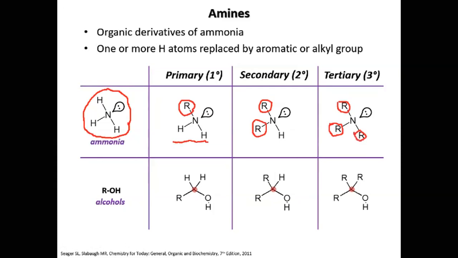R groups. This is very similar to alcohols. So alcohols, it depends on the number of hydrogens attached to the carbon that's attached to the oxygen. So this carbon only has one R group on it. It's called a primary alcohol. This carbon has 2 R groups, called a secondary alcohol, and this carbon has 3 R groups. So it's a tertiary alcohol. So that's how you can tell the difference between primary, secondary, and tertiary amines. In alcohols, it's the number of R groups attached to that central element.